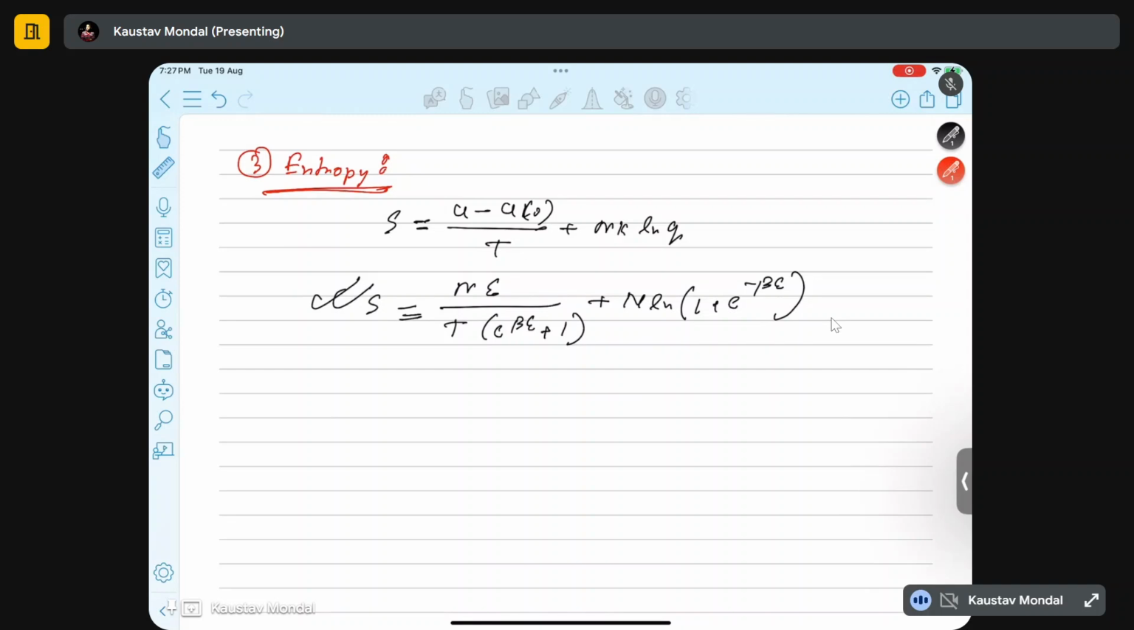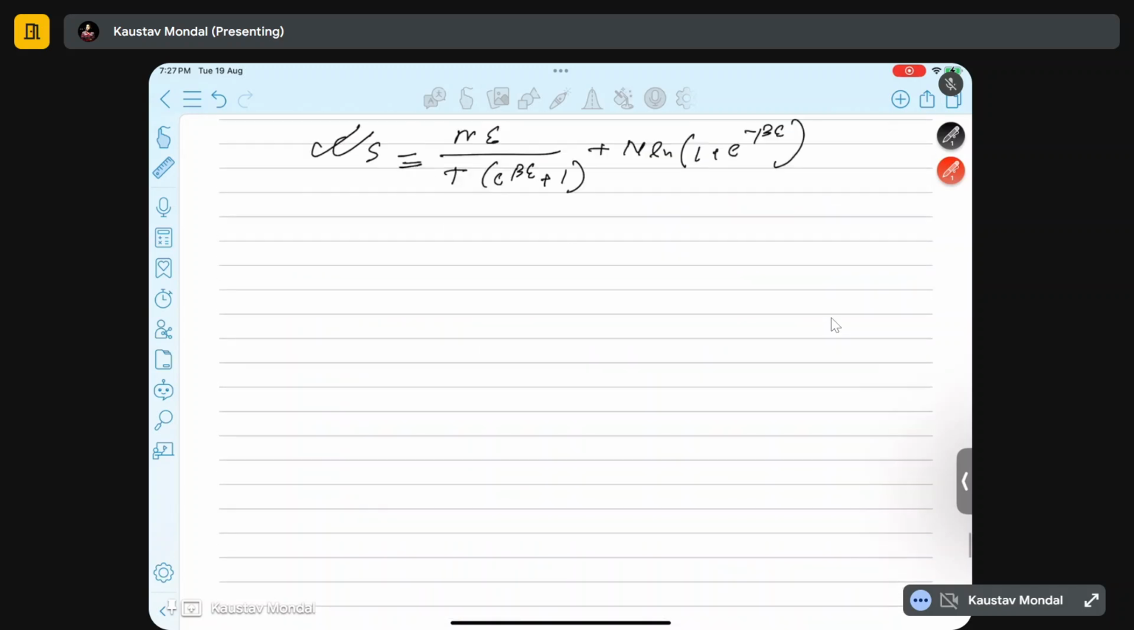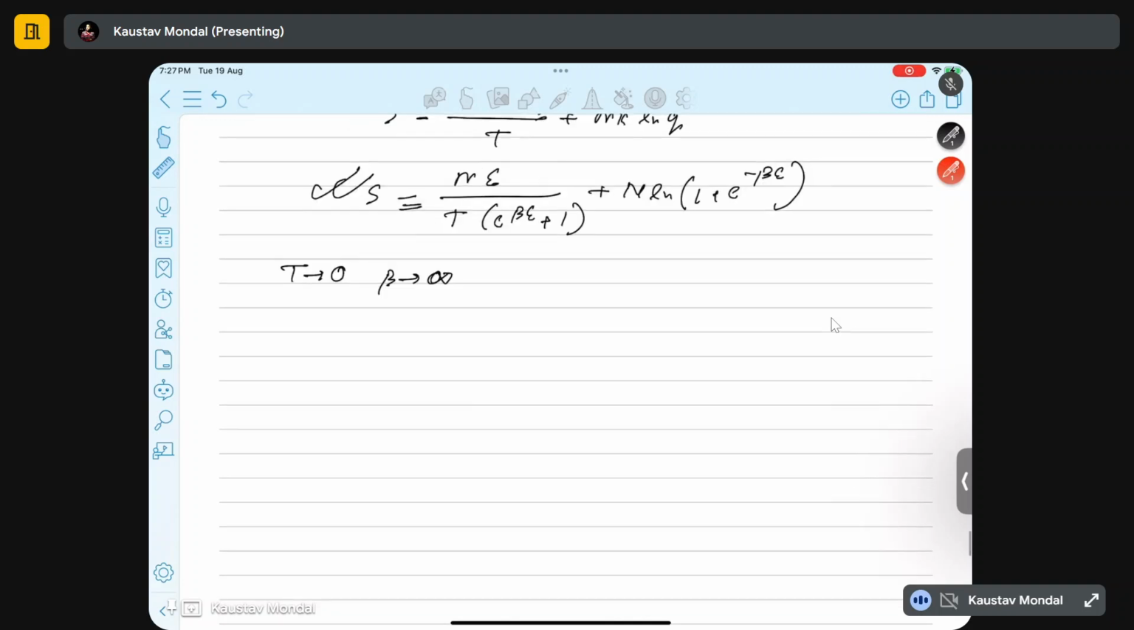So now, in a similar way, first T tends to 0, so beta tends to infinity. So if beta tends to infinity, S would become, this part would be 1 by infinite epsilon. This denominator term also tends to infinite. Here also it will tend, and in this term also it will tend to infinite. I mean the denominator. So that basically gives you S tends to 0.